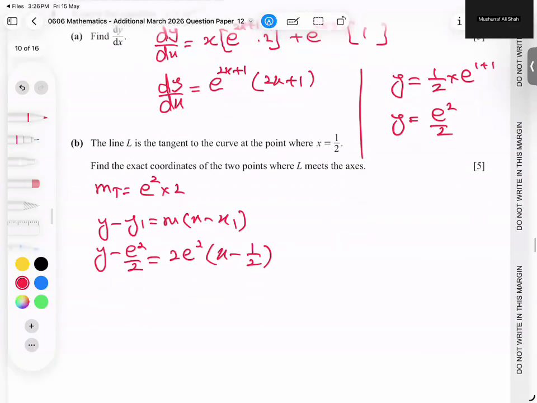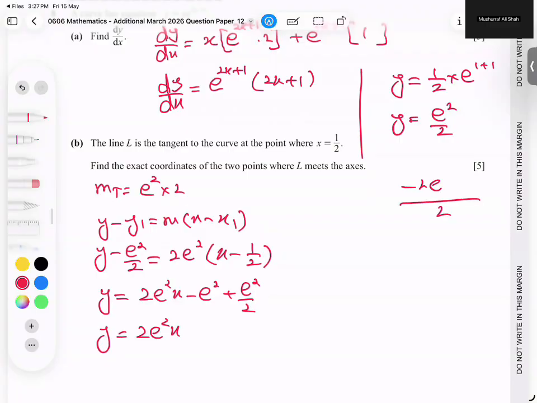Students, we have to find the equation. How to find this? Multiply inside. I'm getting 2e square times x. 2 multiplied with this, the 2 cancels out, negative e square. And this goes also on the other side, positive e square by 2. So the LCM of this is 2. Look, I'm doing it here. Negative 2e square plus e square. I'm getting here negative e square over 2. So negative e square over 2. The equation of the tangent is done.